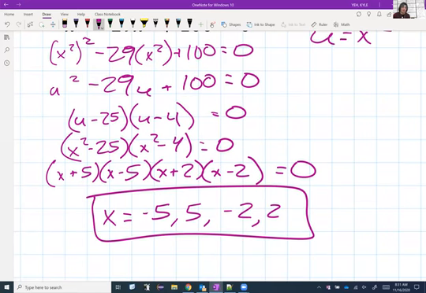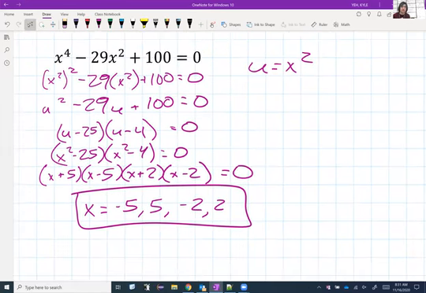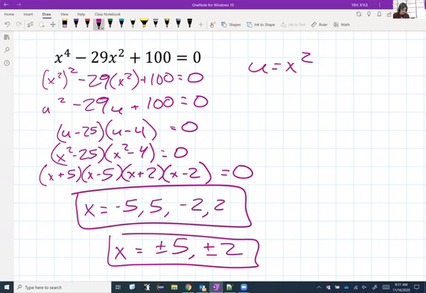And going back to that comment I made just a little bit ago, this was x to the 4th. We should see 4 solutions. And we do. If you wanted to write it, I know some of you like writing it kind of shorthand, plus or minus 5, plus or minus 2.